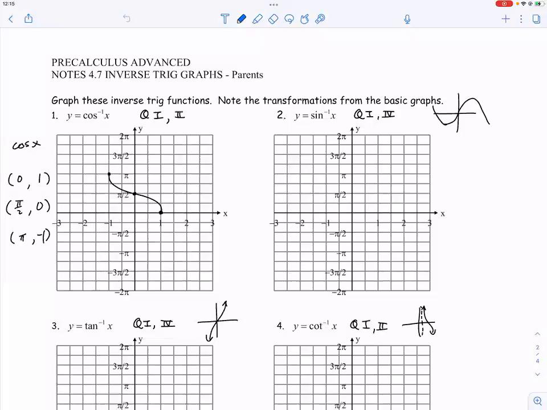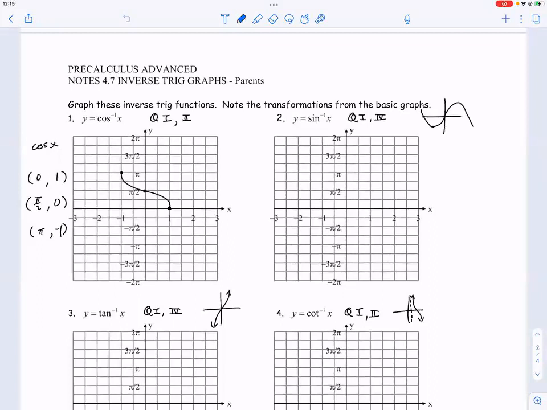All right, so yesterday we were here. We were talking about these graphs. Now we are about to graph all these inverse trig function graphs.